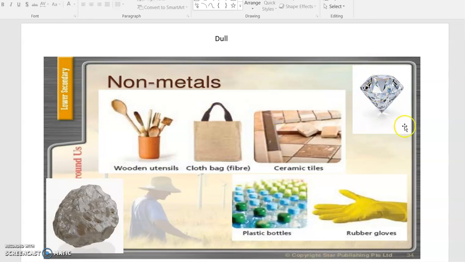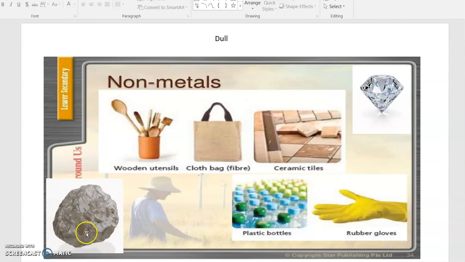We have a non-metal, however, the diamond, which is the hardest material on earth. And this non-metal is shiny. It gets its shine after it has been processed. This is your diamond after it has been processed, but it looks like that in its original state.